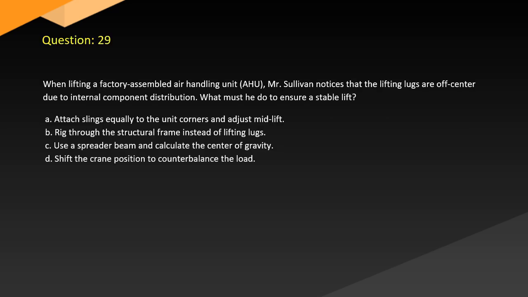Question 29. When lifting a factory-assembled air handling unit, AHU, Mr. Sullivan notices that the lifting lugs are off-center due to internal component distribution. What must he do to ensure a stable lift? A. Attach slings equally to the unit corners and adjust mid-lift. B. Rig through the structural frame instead of lifting lugs. C. Use a spreader beam and calculate the center of gravity. D. Shift the crane position to counterbalance the load.